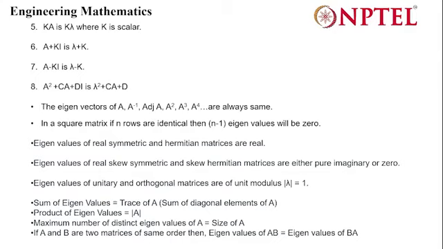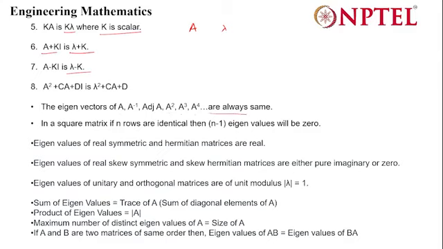If the eigenvalue of your matrix A is lambda, then for kA your eigenvalue will be k lambda. For A plus kI, your eigenvalue will be lambda plus k, where k is a scalar. For A minus kI, your eigenvalue will be lambda minus k. For the equation A square plus cA plus dI, your eigenvalue will be lambda square plus c lambda plus d. Then the eigenvectors of A, A inverse, adjoint A, A square, A cube, A4 are always the same.